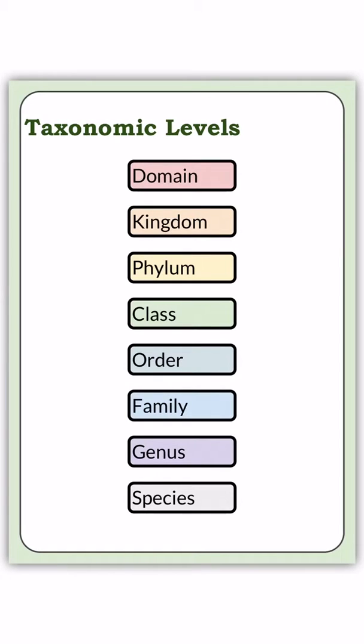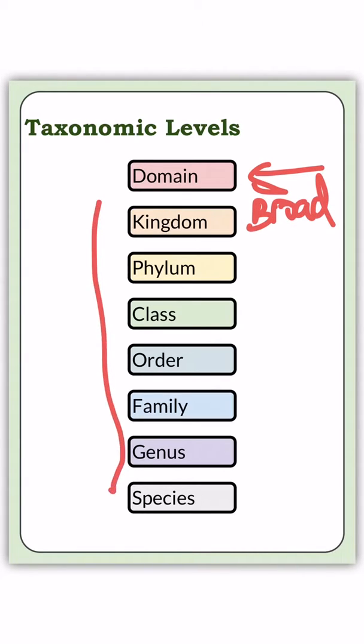Okay, so those taxonomic levels: domain, kingdom, phylum, class, order, family, genus, and species. As we start at the top, this is going to be a very broad level. And as we work our way down, it gets more specific.